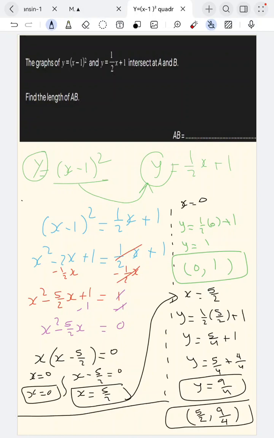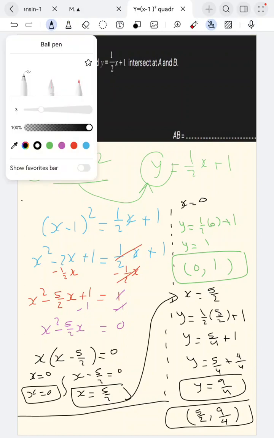But be careful, guys. In these questions, you have to check. I got (0, 1) and (5 over 2, 9 over 4). You have to go here and check. I used this equation to find the values of y. I have to use the other equation to check, because sometimes we make mistakes. So I highly recommend you use the other equation to check.